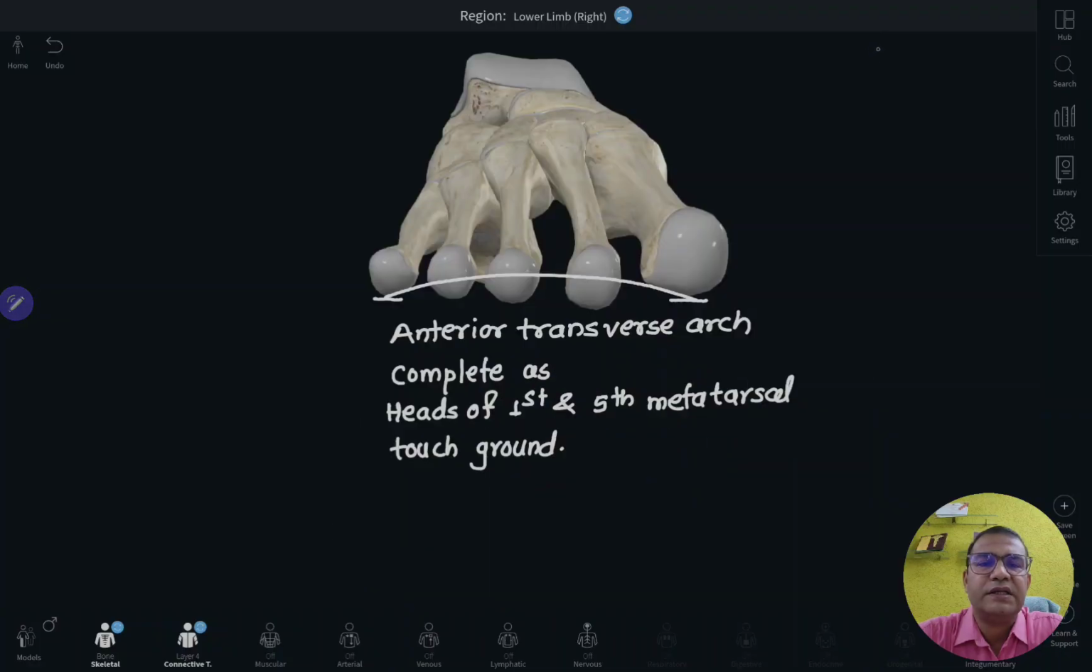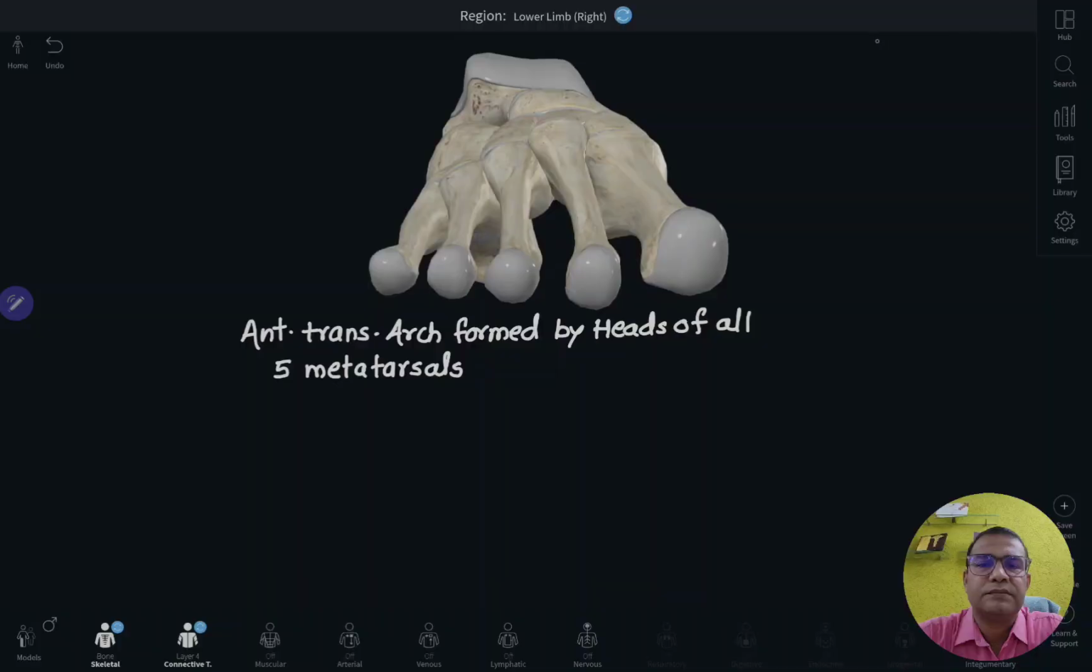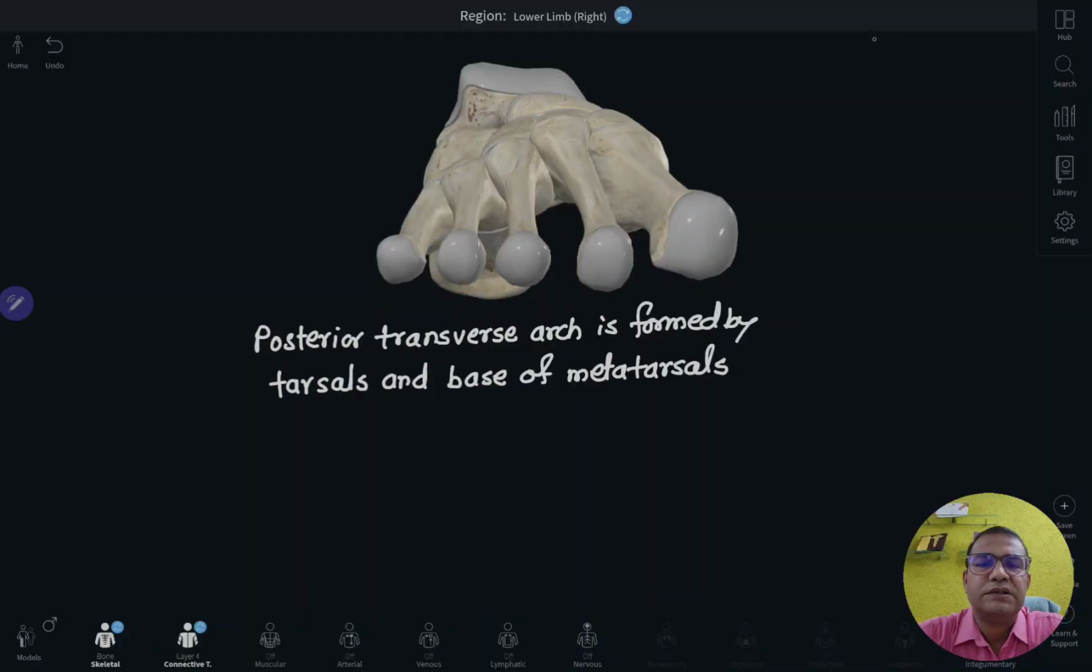Then we have anterior transverse arch. We can see the head of first metatarsal and the fifth metatarsal. They are touching the ground. So it is a complete arch. Anterior transverse arch is considered as complete arch. Anterior transverse arch is formed by heads of first to fifth metatarsals, whereas the posterior transverse arch is formed by tarsals and base of metatarsals.